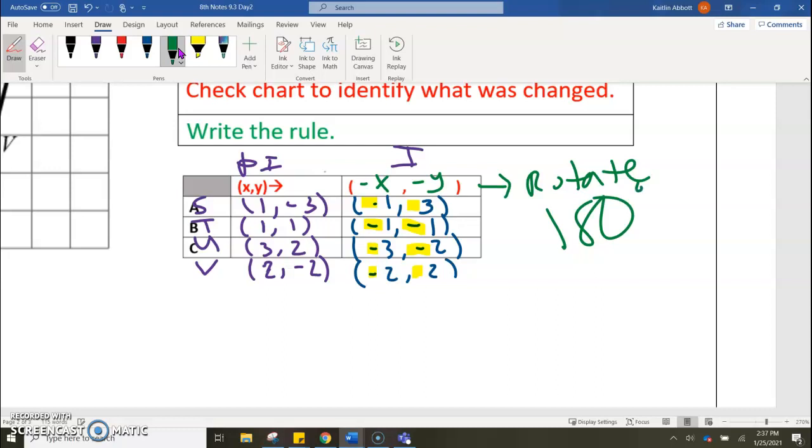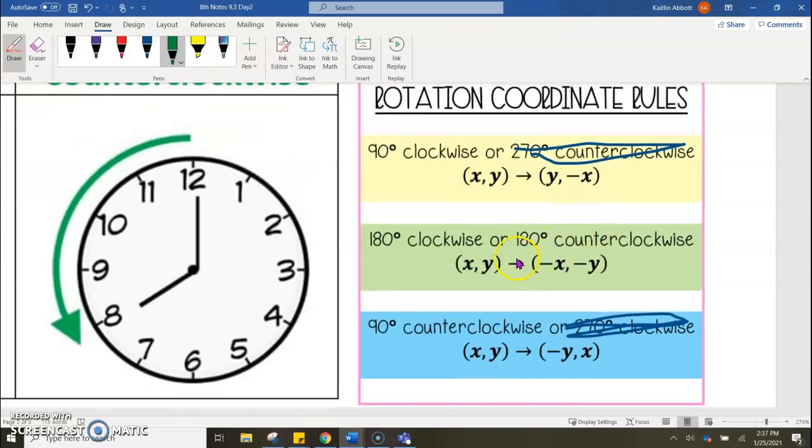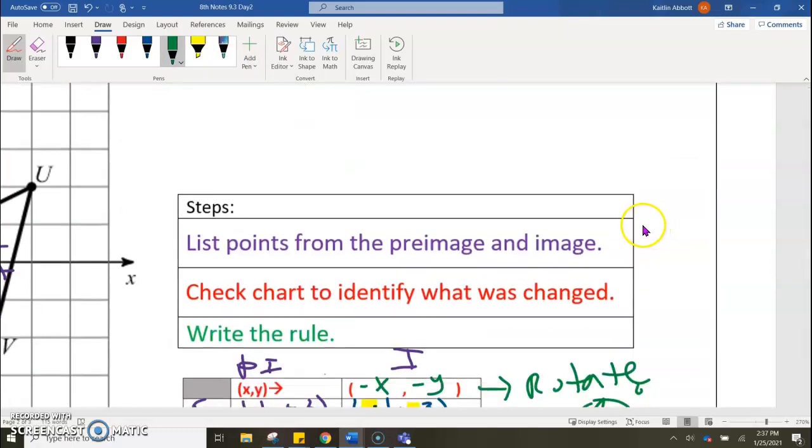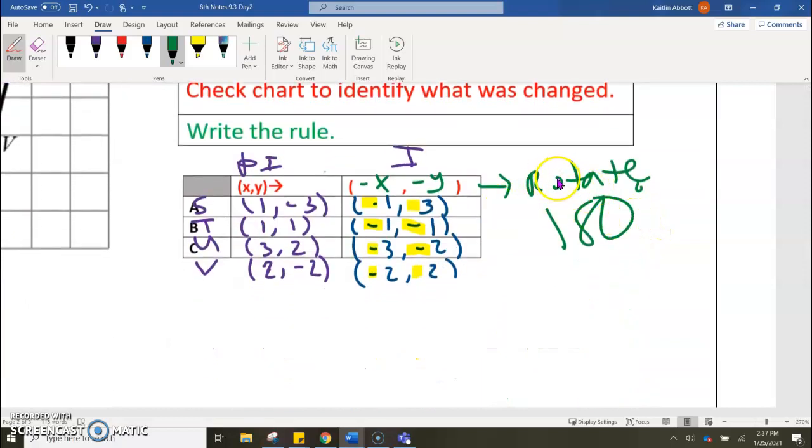Therefore, we rotate 180 degrees. Now it does say either direction. It says clockwise or counterclockwise. It does not matter which one you pick, or just say rotate 180. We are good. So rotate 180 degrees. You can say clockwise or counterclockwise. You can do C or CC.